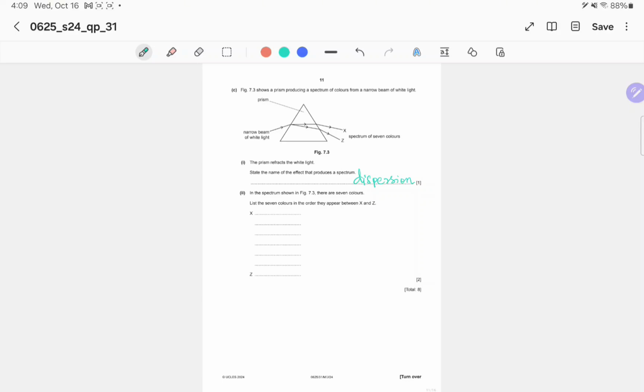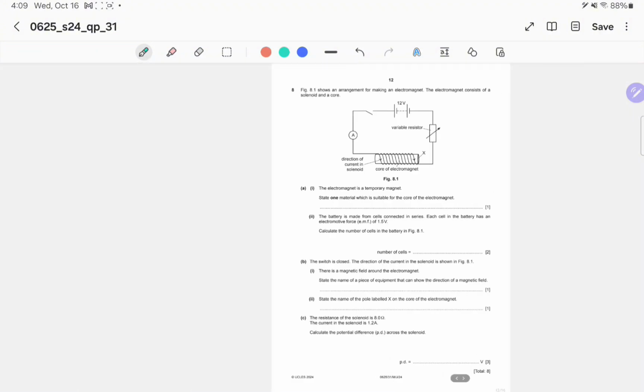In the spectrum shown there are 7 colors. We know it as VIBGYOR, but we have to write from top to bottom. So red, orange, yellow, green, next blue, indigo, and the last one is violet. VIBGYOR goes from here to there, but from maximum to minimum, red is the first one we write. They are asking from X to Z, coming this way, so starting from red we have to write it.